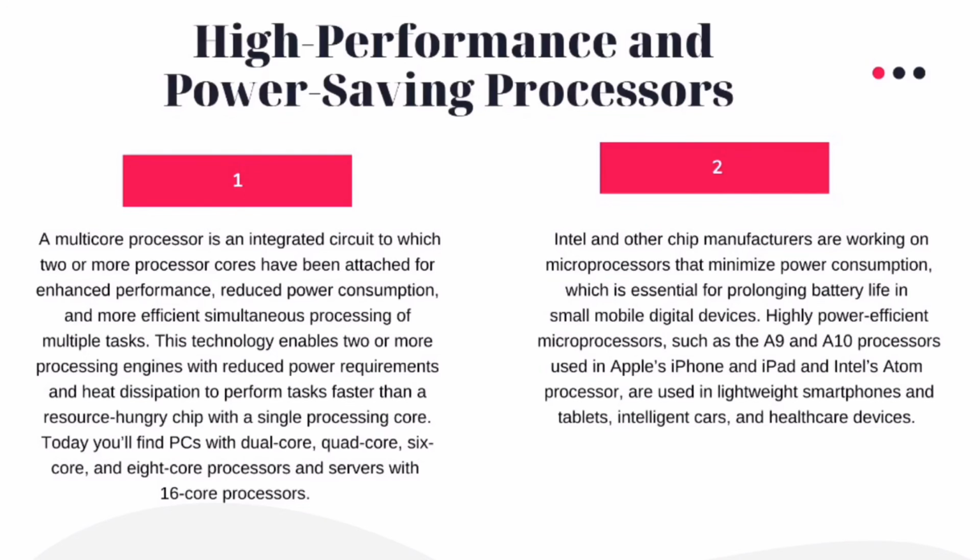Second, Intel and other chip manufacturers are working on microprocessors that minimize power consumption, which is essential for prolonging battery life in small mobile digital devices. Highly power-efficient microprocessors such as the A9 and A10 processors used in Apple iPhone and iPad and the Intel Atom processor are used in lightweight smartphones and tablets, intelligent cars and healthcare devices.